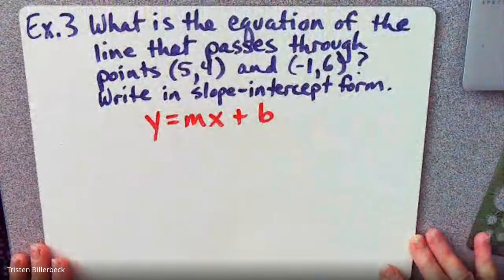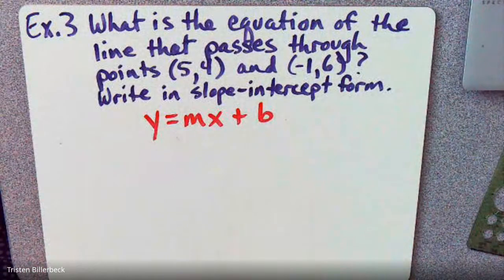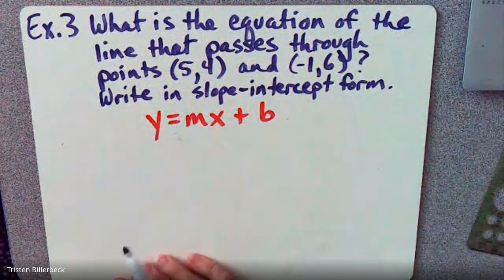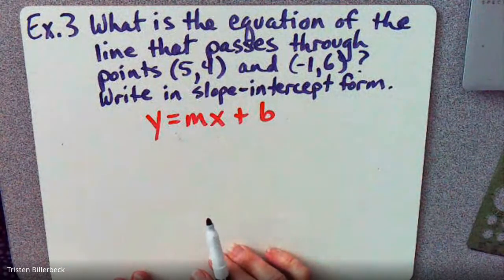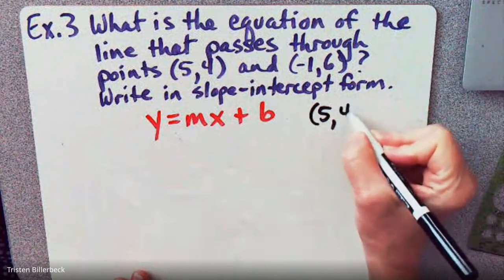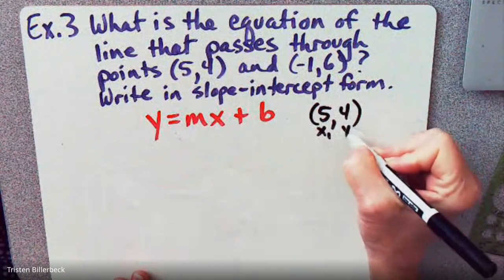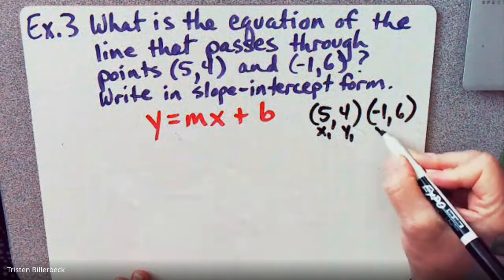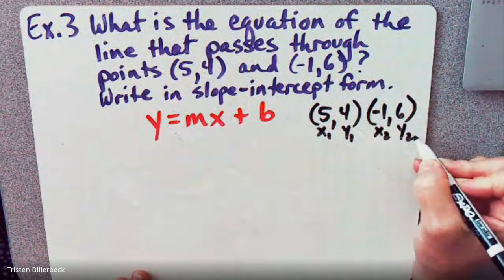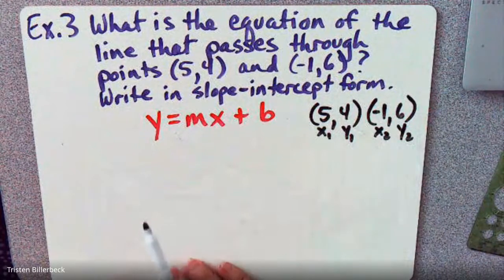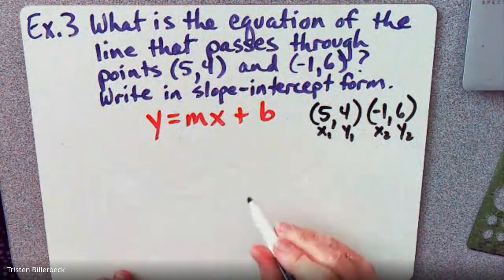All right, so what is the equation of a line that passes through points (5, 4) and (-1, 6), and write it in slope-intercept form? Okay, well, let's look at what was just given to us. So we have an x1 and a y1, and this one is an x2 and a y2. Now it doesn't matter, this could have been x2, y2, and that could have been x1, y1, and I'll show you why.